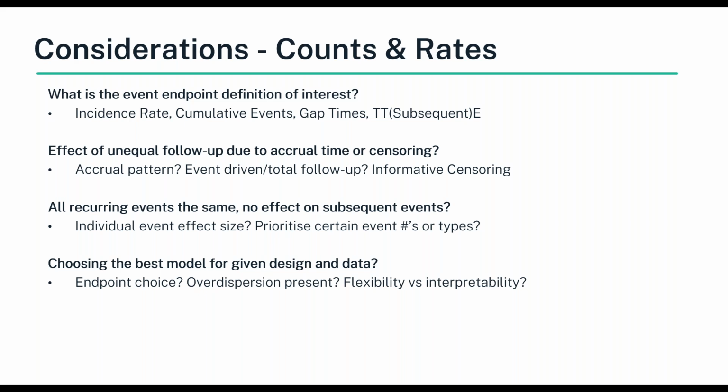Okay, so here's just a brief overview of some of the considerations to be made when you're dealing with counts and rates. For example, how to determine your endpoint of interest. Should you choose the incidence rate or a gap time, for example. Also, how to deal with unequal follow-up in the case of a recurring event. In particular, how to deal with sample size determination for this case.